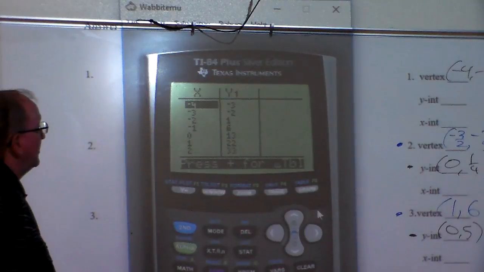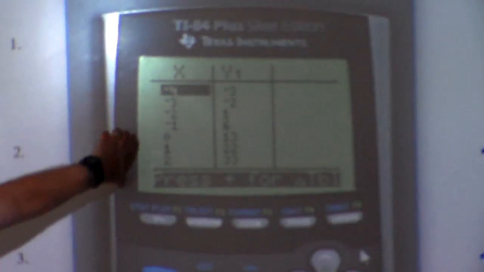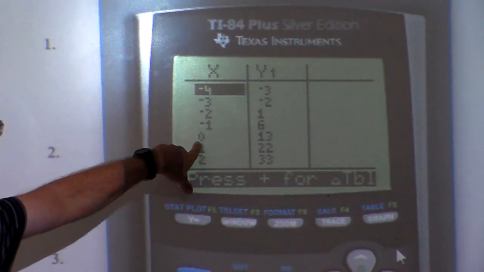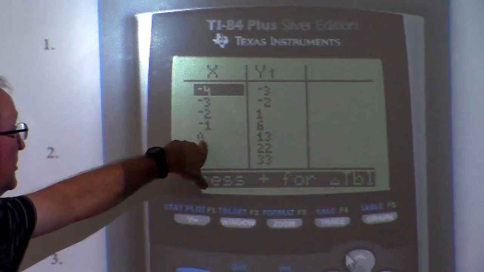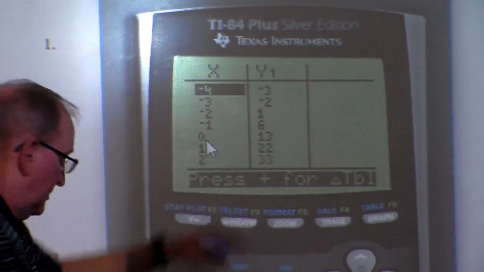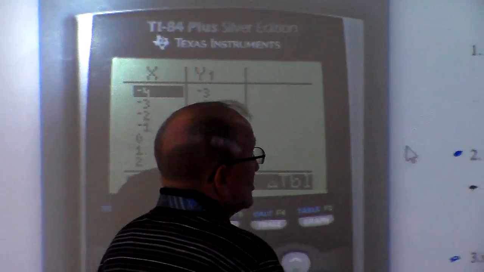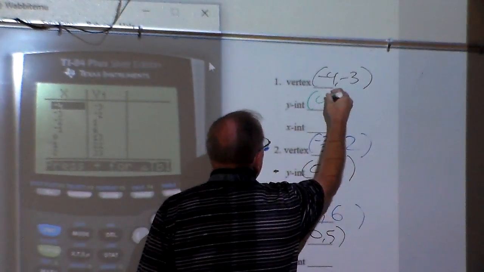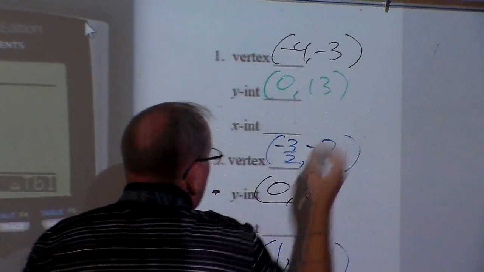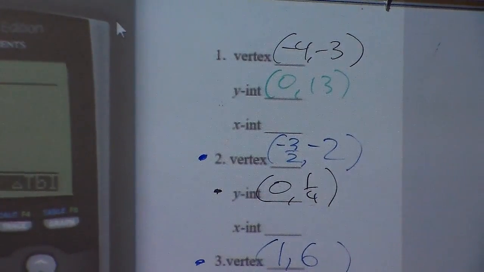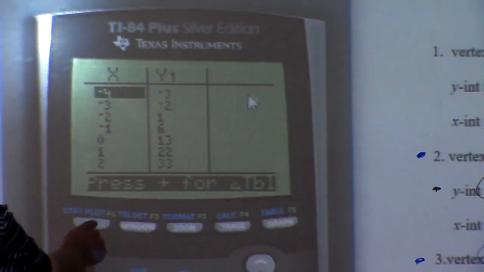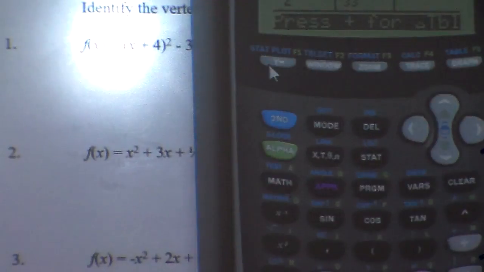Because here's what I want you to notice. To find the Y-intercept, where's the Y-intercept at? The Y-intercept occurs when x is 0. So I already know it's 0, 13. Now, I'll show you how to get that answer in a second, but that's an easy way with the calculator.